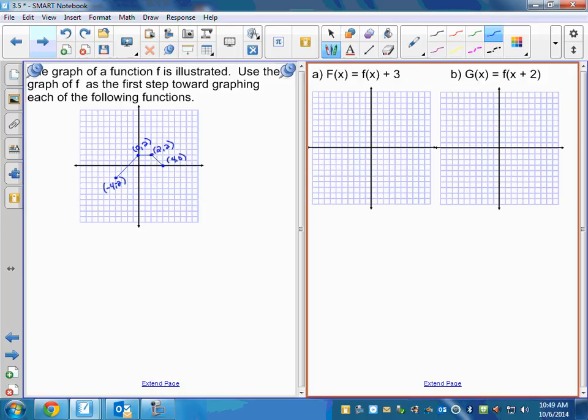So I'm going to take these and move them up 3. Negative 4, negative 2, I'm going to move it up 3: 1, 2, 3. And 0, 2, up 1, 2, 3. And up 1, 2, 3. And 1, 2, 3. Which means the shape should not have changed. We just slid it up 3.